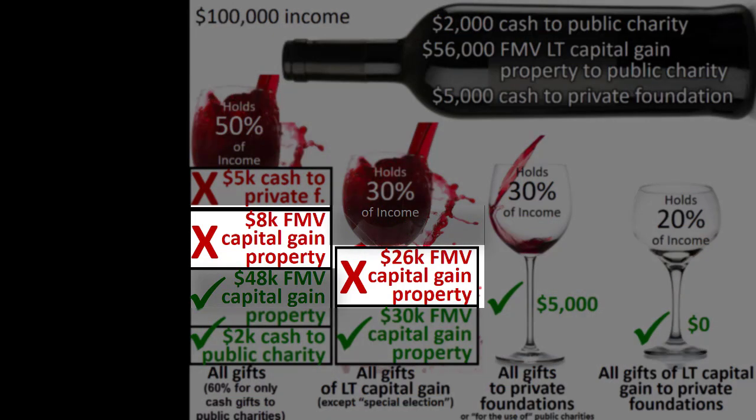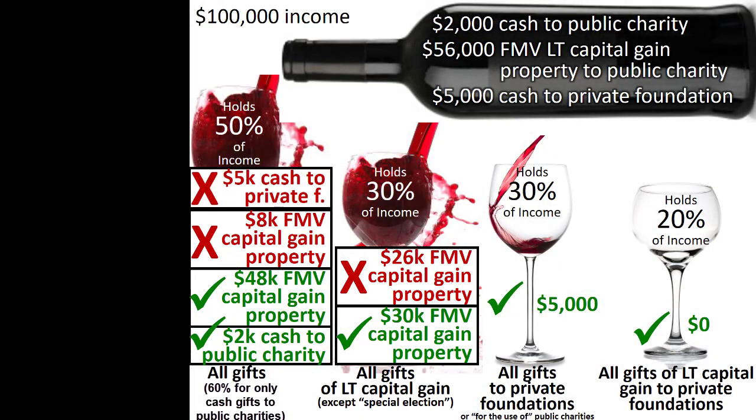$8,000 of that $26,000 of long-term capital gain gifts were already being carried forward because of the spillage resulting from the first glass. However, this just means that this particular $8,000 of long-term capital gain gifts will be carried forward for two different reasons. That is, spillage out of glass 1 and spillage out of glass 2.